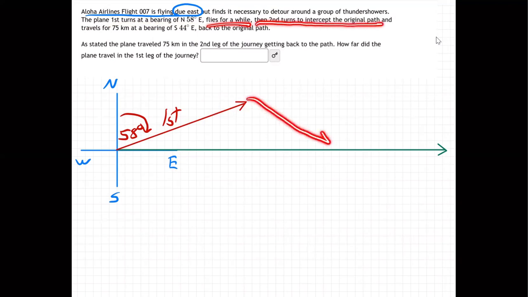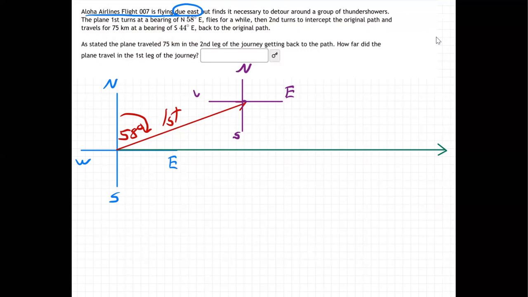It's going to go back to the original path and travel 75 kilometers at south 44 east. So again, they're giving me another bearing. Whenever they give you a bearing right there at that spot, make an axis system. So I'm going to go right to that spot right here, and I'm going to make another axis system. That's the key. Whenever they give you a bearing, you got to go right there and make an axis system.